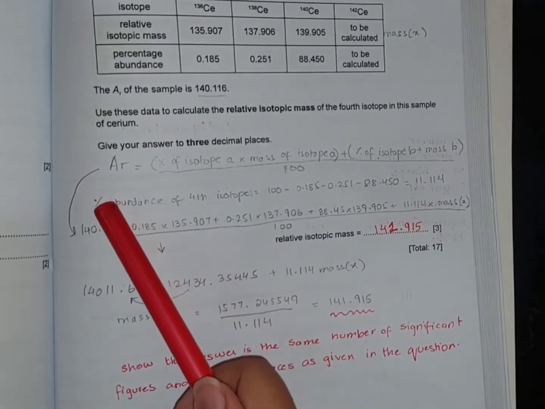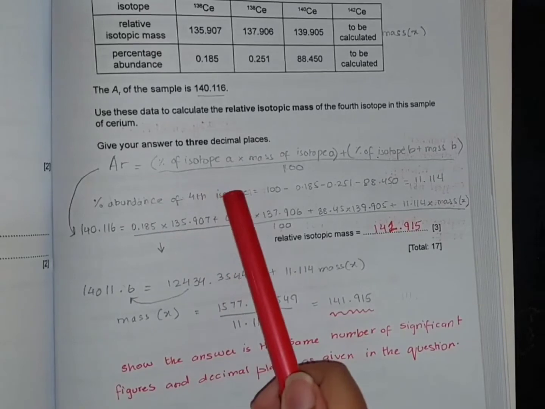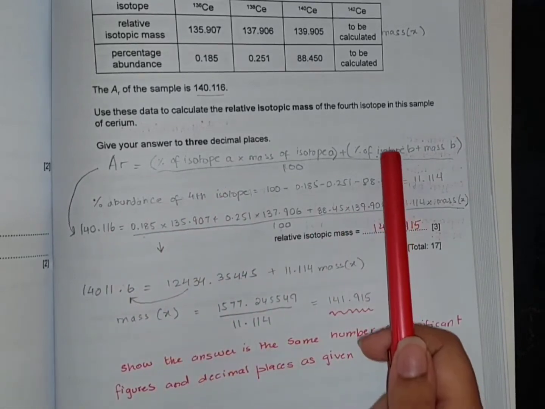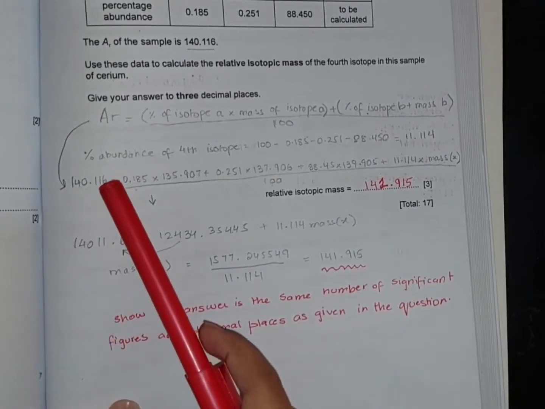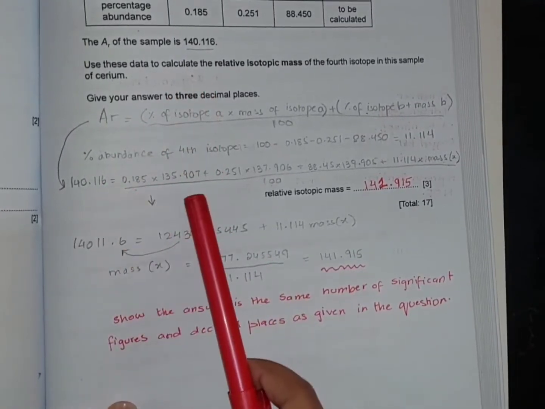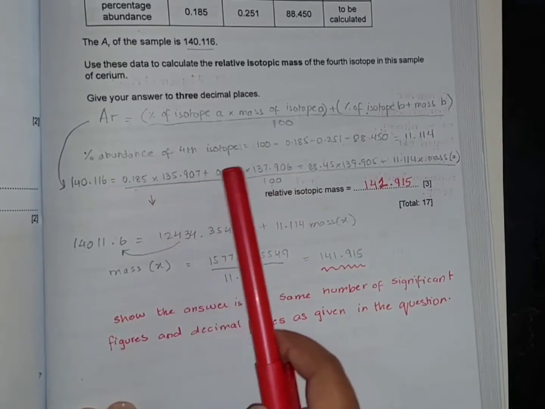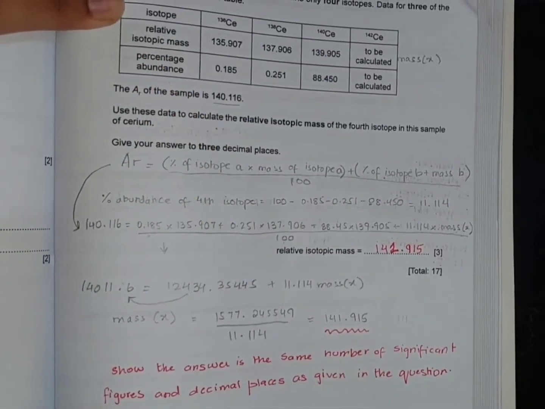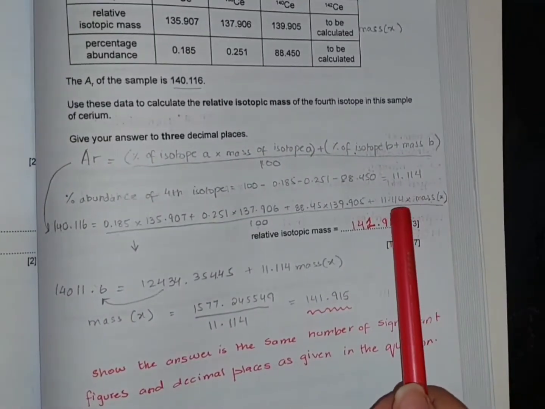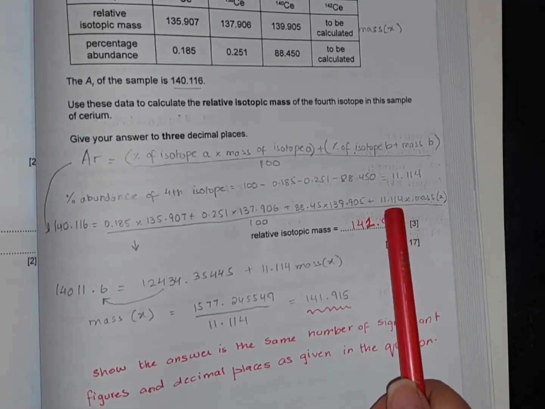So you need to find the percentage abundance of the 4th isotope and then put it in to find the isotopic mass of the 4th isotope. Then you can see I have done that. I put all the relative isotopic masses and percentage abundances, and here you can see I have put the answer.